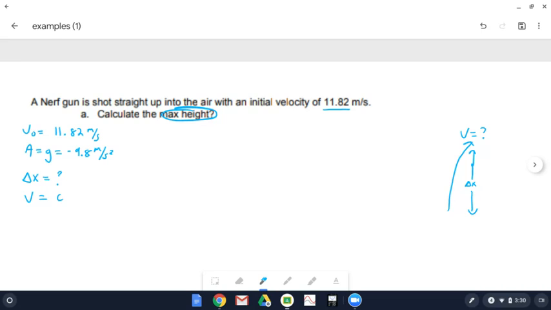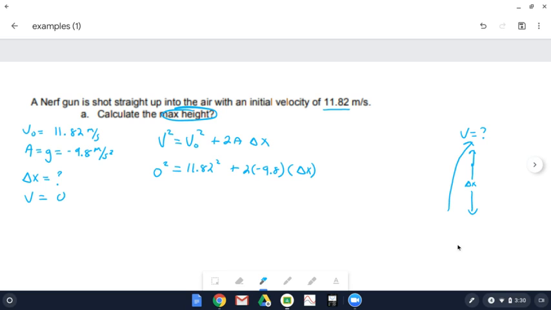With this list, I can then choose an equation. I notice that there's no time at all, so I'm actually going to be using the third kinematic equation. V squared is equal to V naught squared plus 2a delta x. Plug my numbers into this. I got 0 squared is equal to 11.82 squared plus 2 times negative 9.8 delta x.